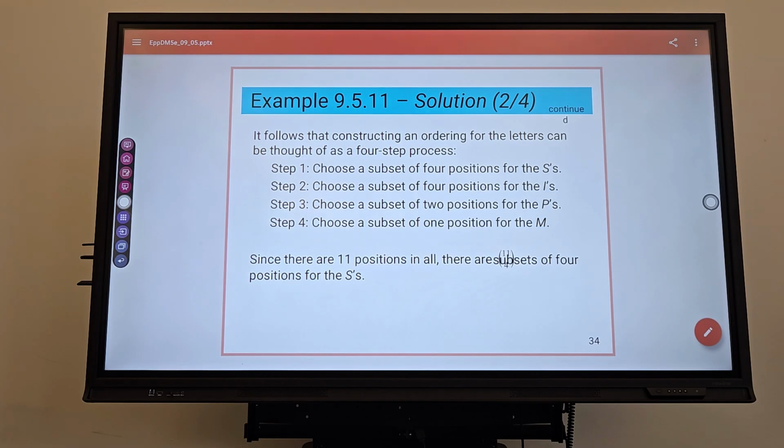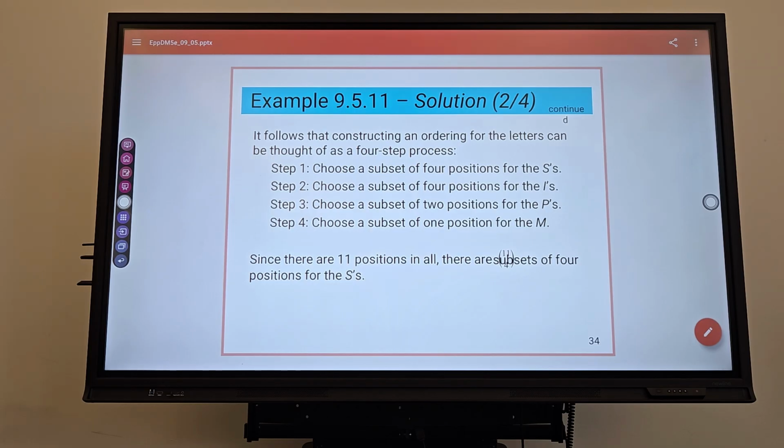It follows that constructing an ordering for the letters can be thought of as a four-step process. Choose a subset of 4 positions for the S's. Choose a subset of 4 positions for the I's. Choose a subset of 2 positions for the P's, and then choose a subset of 1 position for the M.